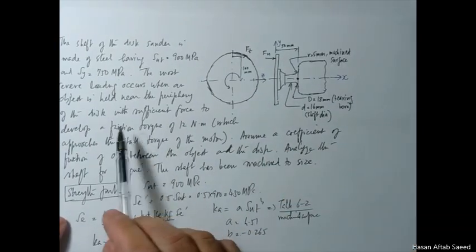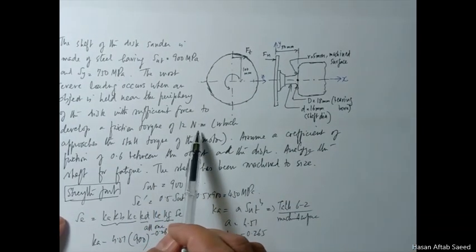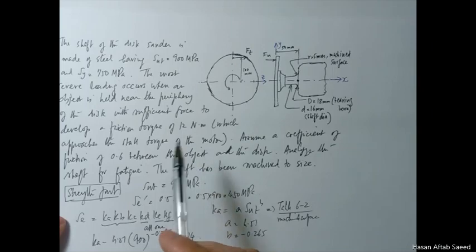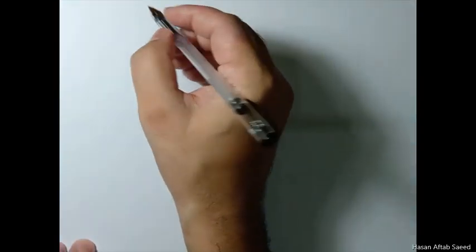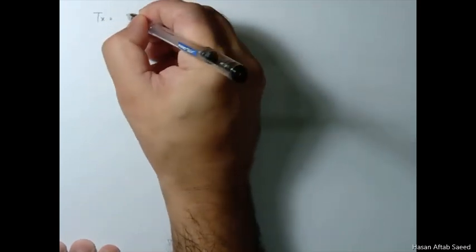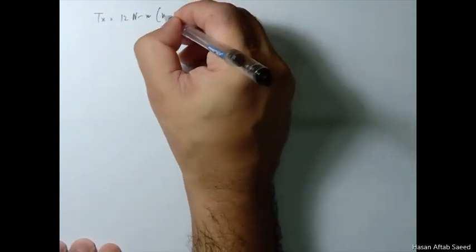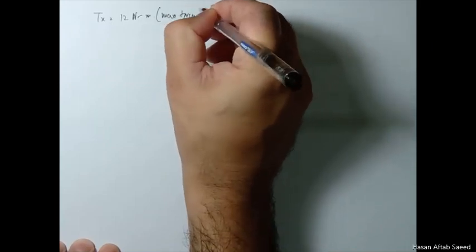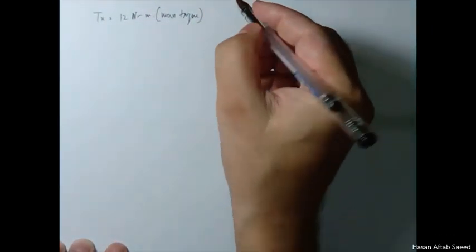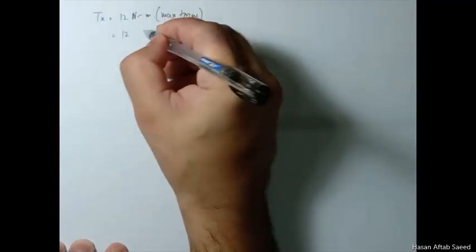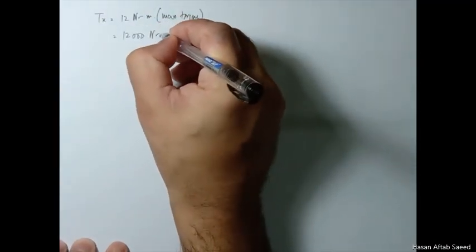Let's go back to the question statement. The maximum value of this is 12 Newton meter, because this is the stall torque of the motor. So when you apply the load, this is the maximum value that can be applied, and you apply very near to that value. So Tx then becomes 12 Newton meter. This is the maximum torque. You need to design your system for the maximum torque, and you can write it as 12,000 Newton millimeter.